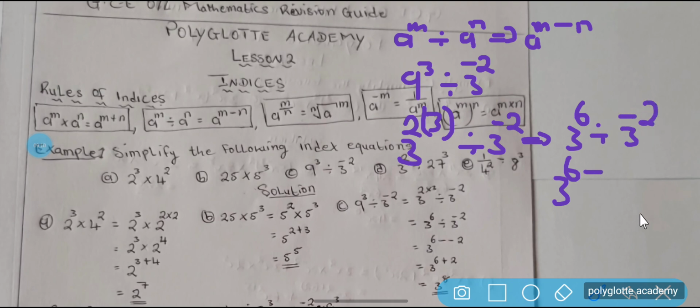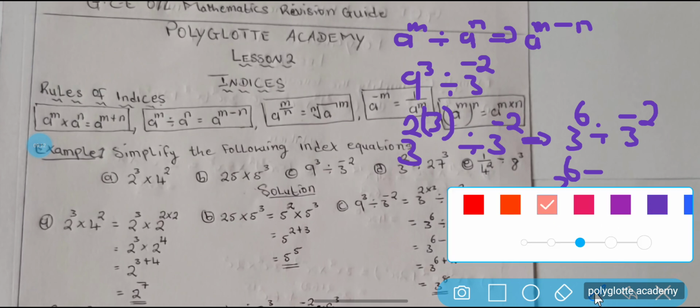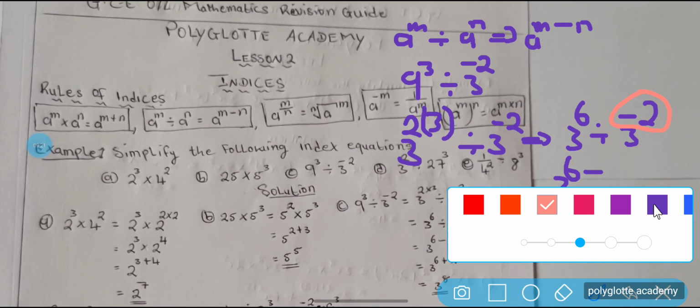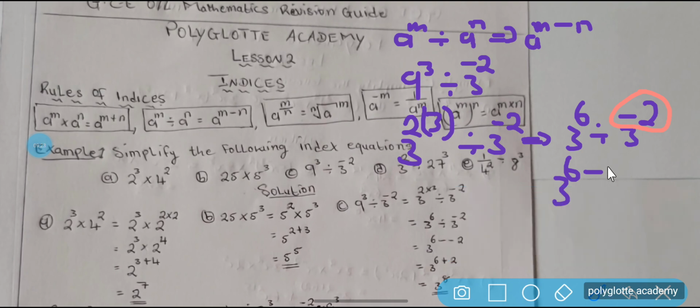Then minus 2. Recall, the 2 here is coming with a minus, so it's not this one. This minus is for this division, because when you are dividing, you subtract the powers. So now this minus 2 comes with it, and this will be 3 to the power 6 plus 2.